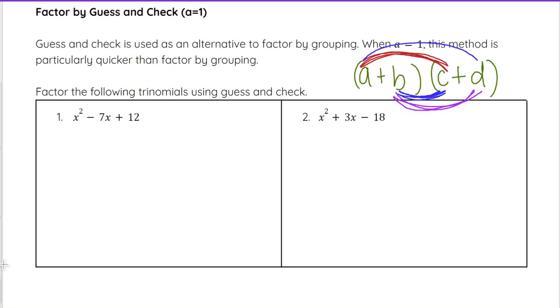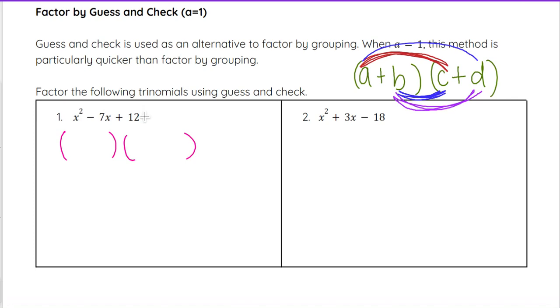We are going to use that reverse FOIL, essentially reverse distribution, when we're doing guess and check. I'm going to talk you through it in general with a slightly more detailed process, and then you'll start to see a pattern when a is 1 of how you can essentially skip a step or jump to a conclusion a little easier. When we have trinomials and we are factoring, we're going to set up our 2 sets of parentheses that will be binomials in the end.